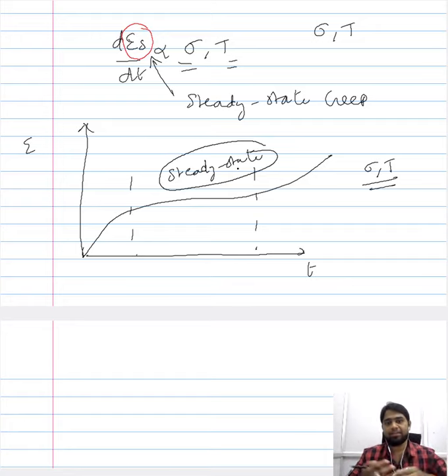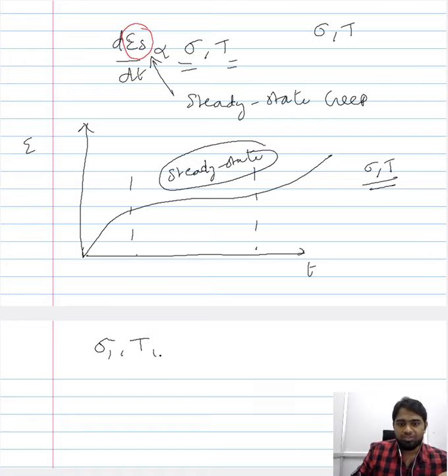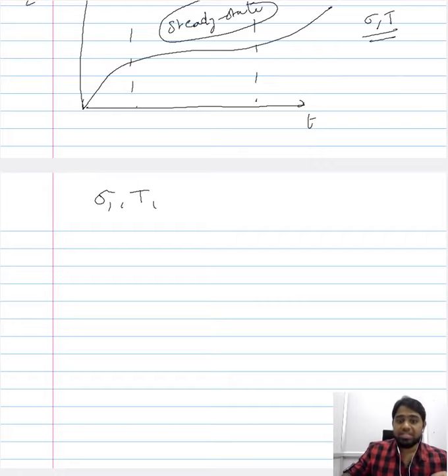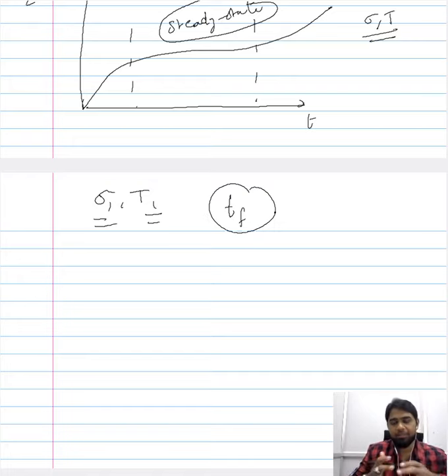What this means in practical terms, from the application point of view, is that supposing you have a material operating under a combination of, say, stress sigma 1 and temperature T1. Under this condition, suppose the life of the material is represented by Tf. So this represents the life of the material for this condition of sigma 1 and T1, and after Tf the material fails. This life, Tf, would constitute different stages.